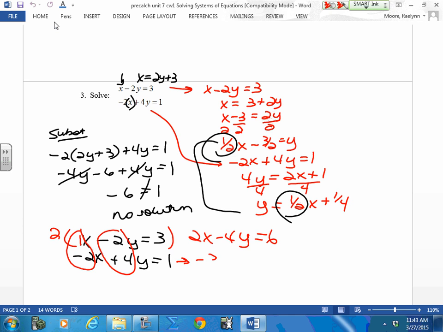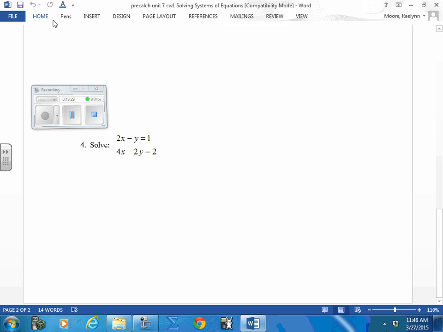Bring this guy over. This comes out. This comes out. Oh, is this true? No. No solution. So it doesn't matter which way you go, you'll still find your no solution. Okay, you have one more to try. Try the last one. And let's see what would happen to these lines.